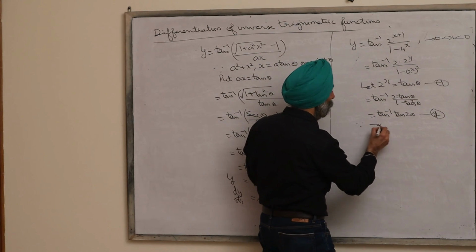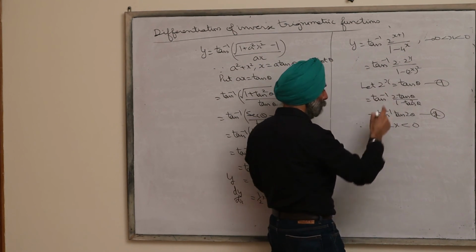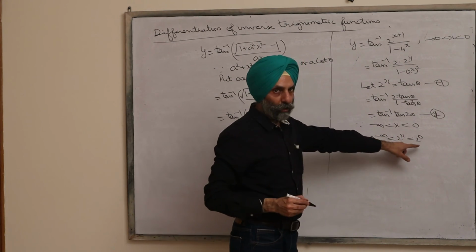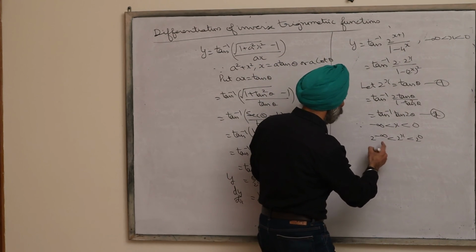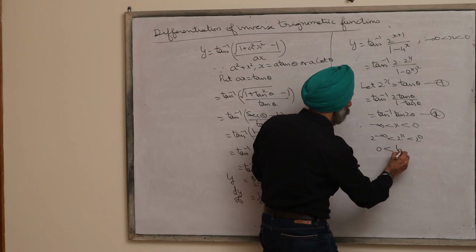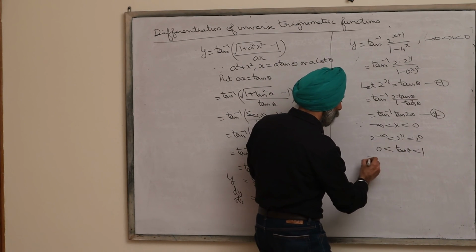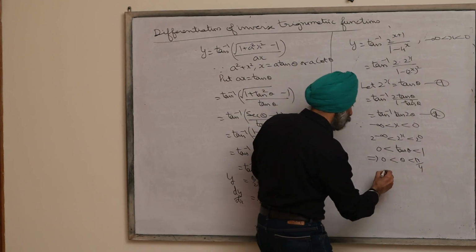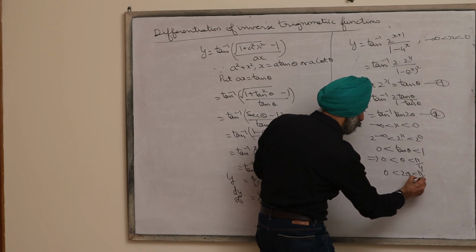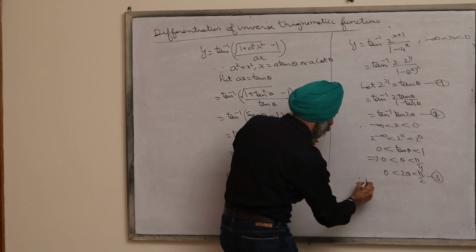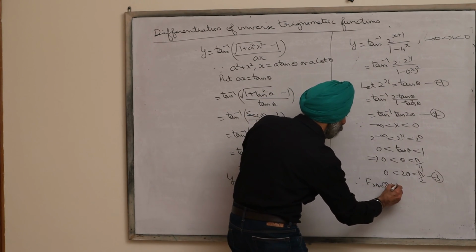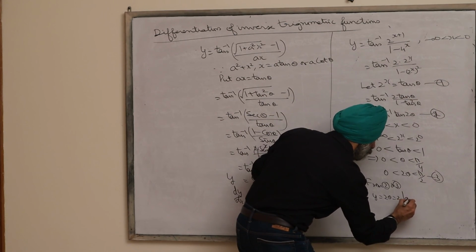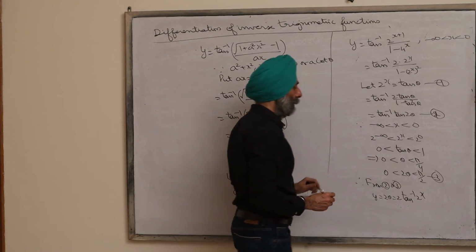Now because x belongs to minus infinity to 0, 2 raised to power x belongs to 2 raised to power minus infinity to 2 raised to power 0. 2 raised to power minus infinity is 0, so 0 is less than tan theta is less than 1, which implies that theta belongs to 0 to pi by 4, because here the angle is 2 theta, so 2 theta belongs to 0 to pi by 2. So therefore, from second and third, y is equal to 2 theta, which is 2 times tan inverse of 2 raised to power x.